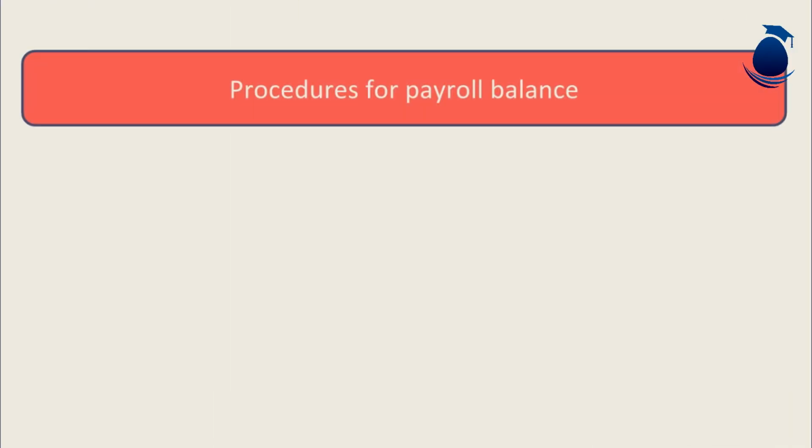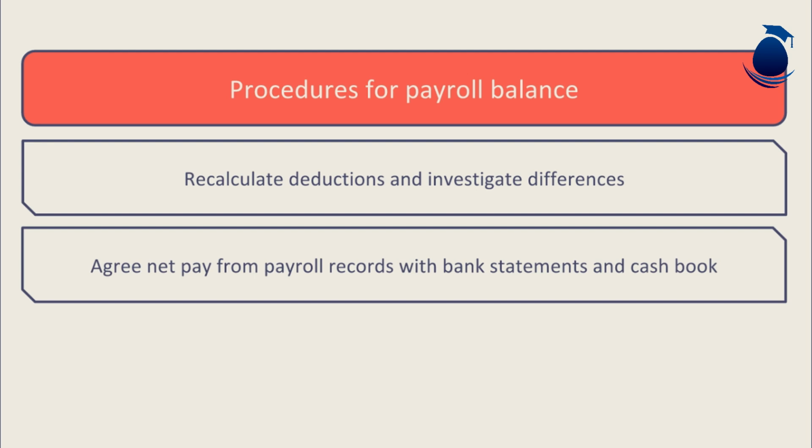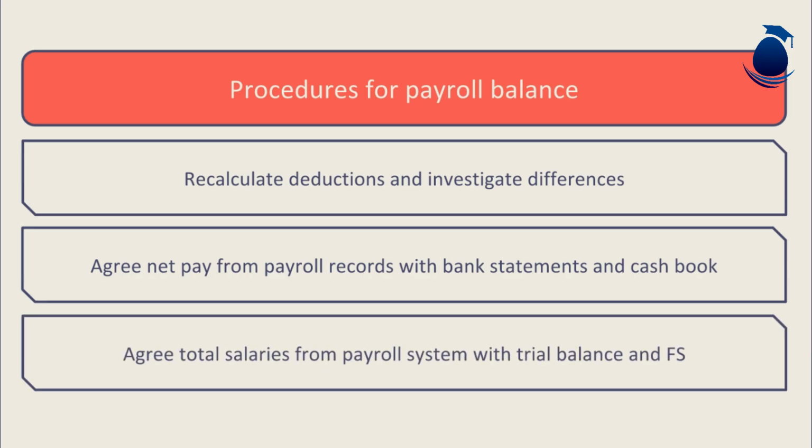For the payroll balance, a few specific audit procedures include: for a sample of employee balances, recalculate the deductions such as the tax and investigate any differences. Agree the net pay as per the payroll records to the bank statements and cash book. And agree total wages and salaries from the payroll system to the trial balance and the financial statements.